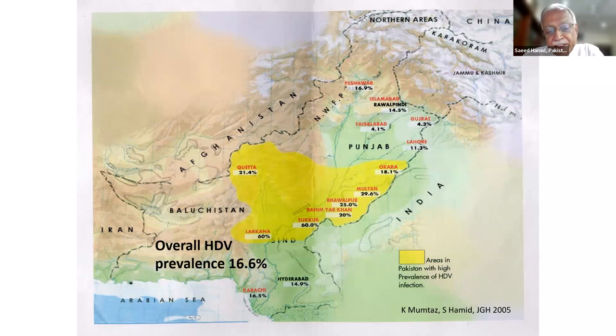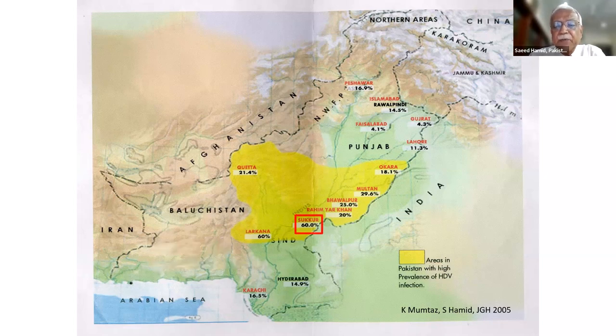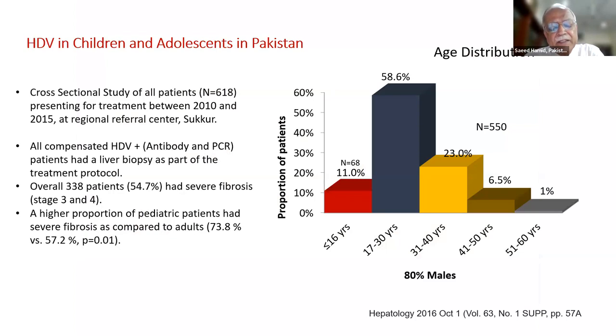So we can say 16.6% for Delta, but that really is not a true estimation, because if you go out of this hotspot, in some places it's only about 4%, 3%. So it's very difficult to generalize, and that's the difficulty with the epidemiology of Delta. So let's pick a hotspot which is even hotter than the others, and that is Sakhar, which is about 60%. There is a sentinel site for Delta in Sakhar, which draws quite a lot of patients from that area to come for treatment.